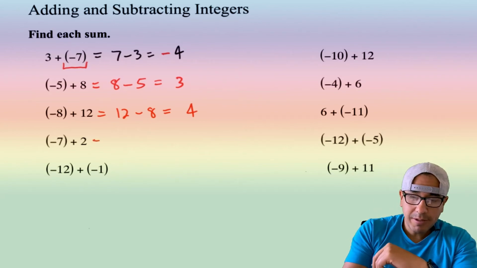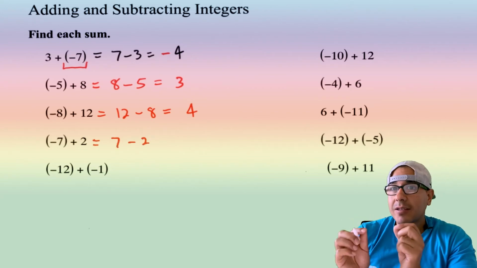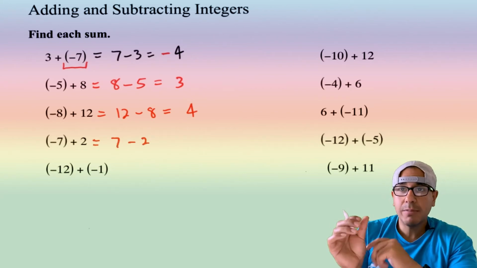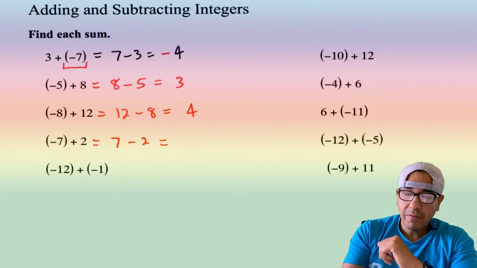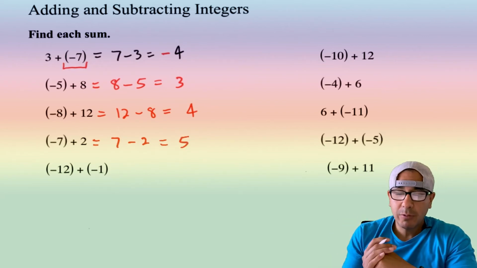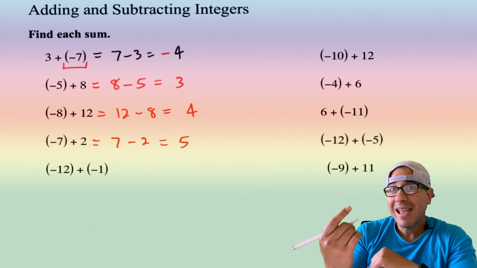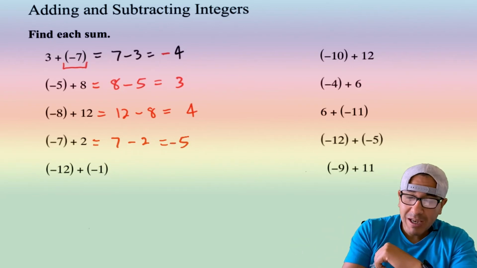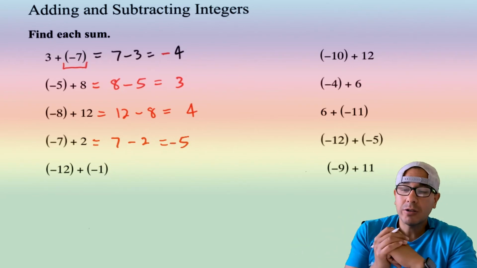Let's keep doing this. So we got 7 minus 2, right? Because the signs are opposite. So big number minus small number, we get 5. And which number was larger? The 7, and it was negative. So keep the sign of the larger number.